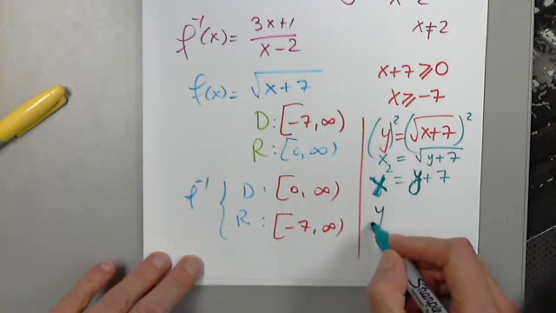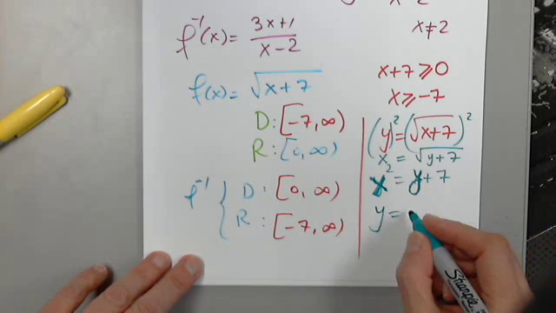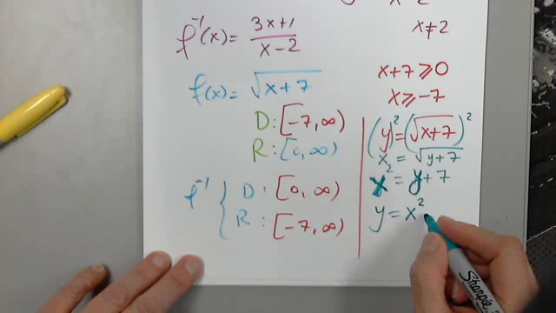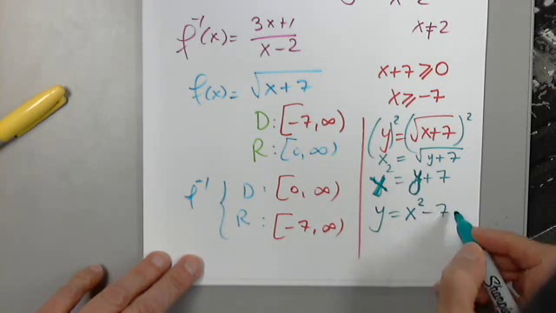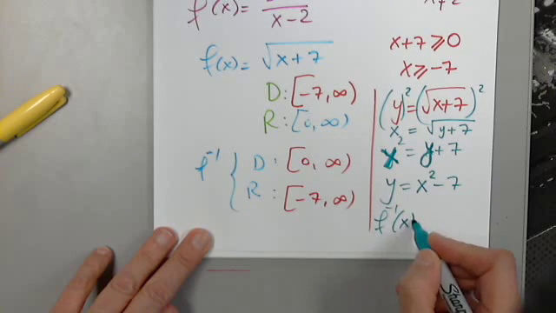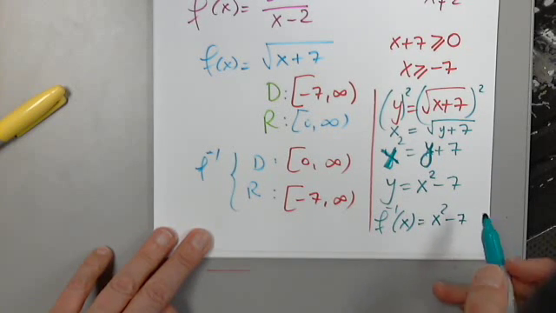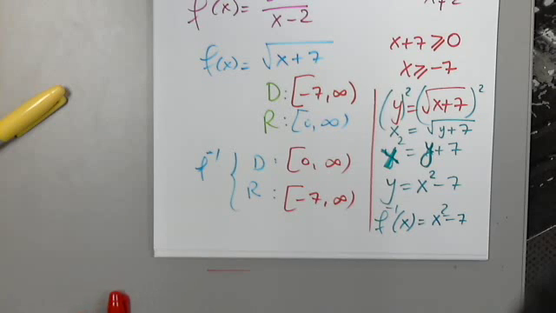So therefore, y will equal x squared minus 7. Very good. So this is our f inverse, x squared minus 7. But remember one thing. This is x squared. How do I graph x squared minus 7? Down 7. But is this 1 to 1?